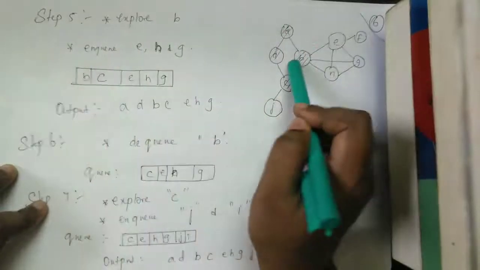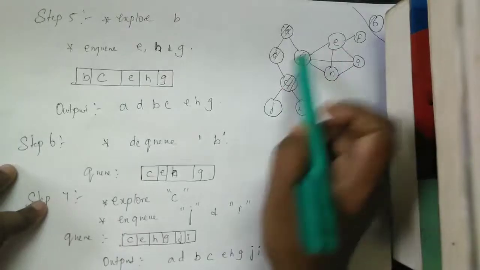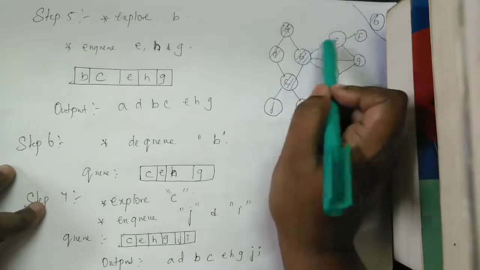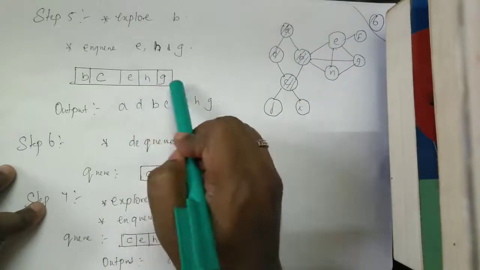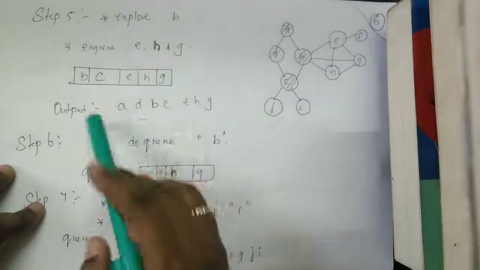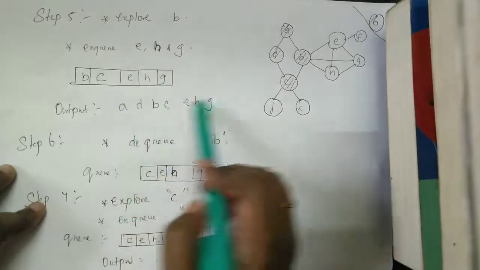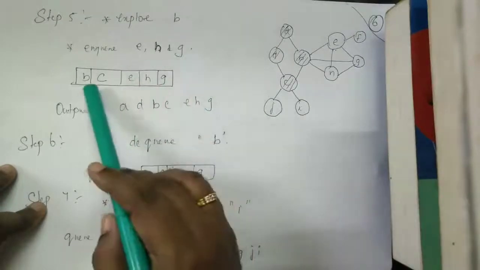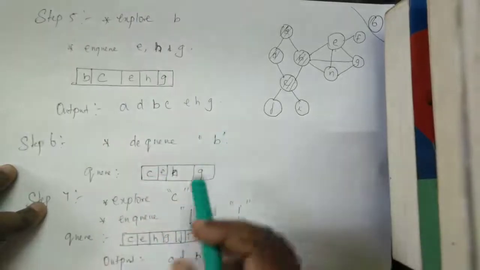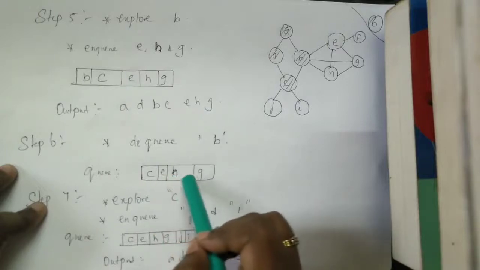When we explore B, the adjacent vertices are C, E, H and G. C was already visited, so we need not bother about that. Now we will NQ E, H and G to the queue. So the queue looks like this: B, C, E, H, G, and we can also add them to the output. Now, when B is explored, it can be DQ'd. That is done in the next step. So now the queue looks like this: C, E, H, and G.